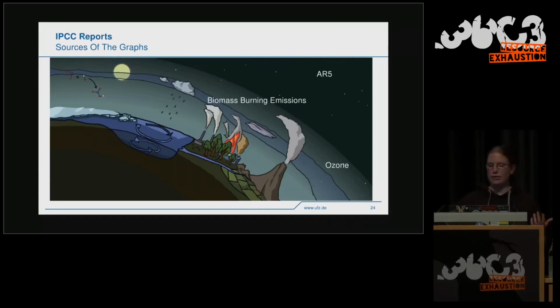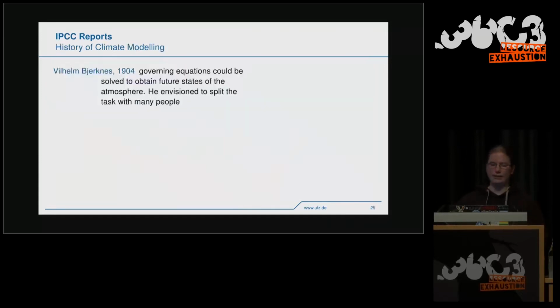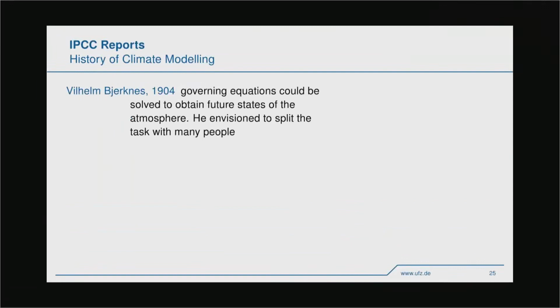And there's a history of processes, but there's also a history of computer modeling that might be really interesting. It started more or less in 1904 with Wilhelm Bjerknes, who found equations that could be solved to obtain future states of the atmosphere. And he thought about that, yeah, maybe these equations are really hard to solve, and that task should be split and distributed to many people. So he basically imagined a human computer.